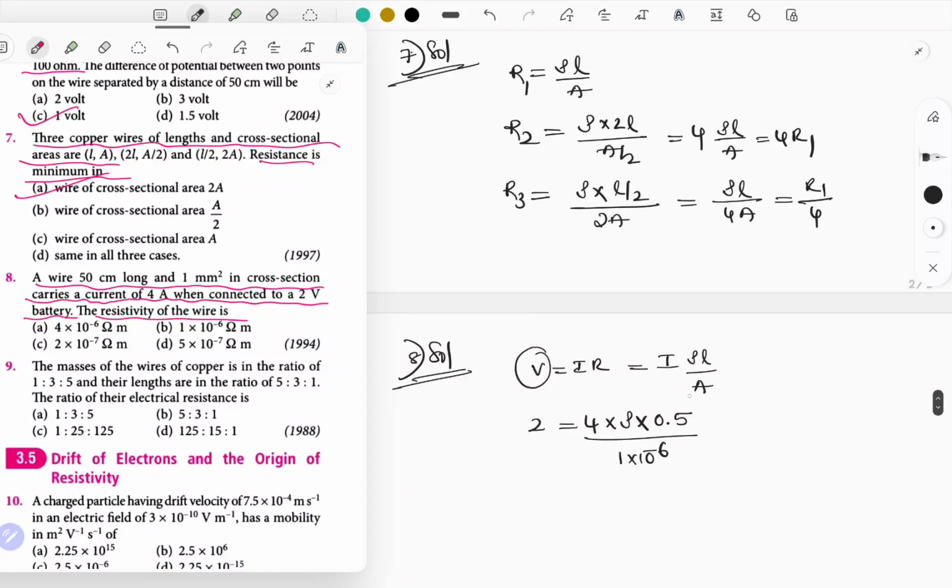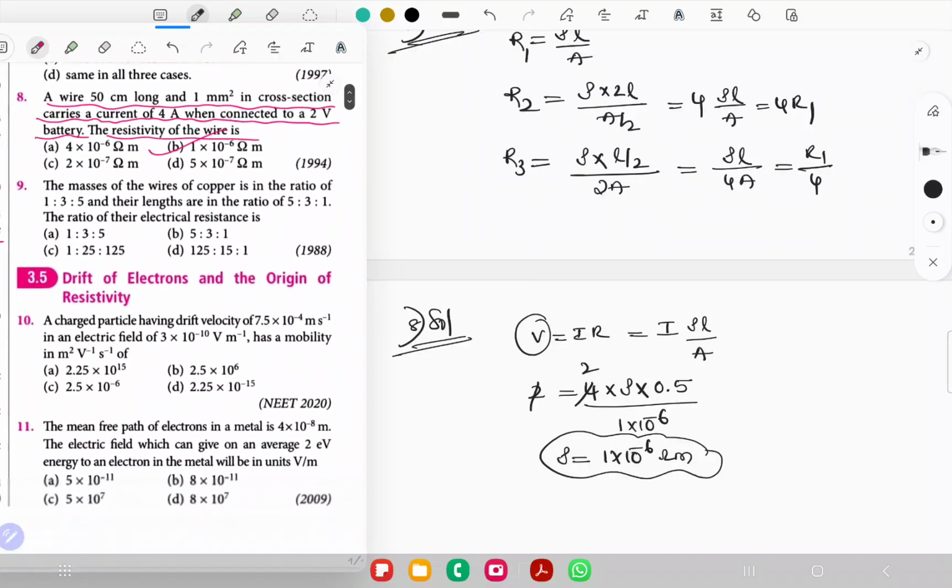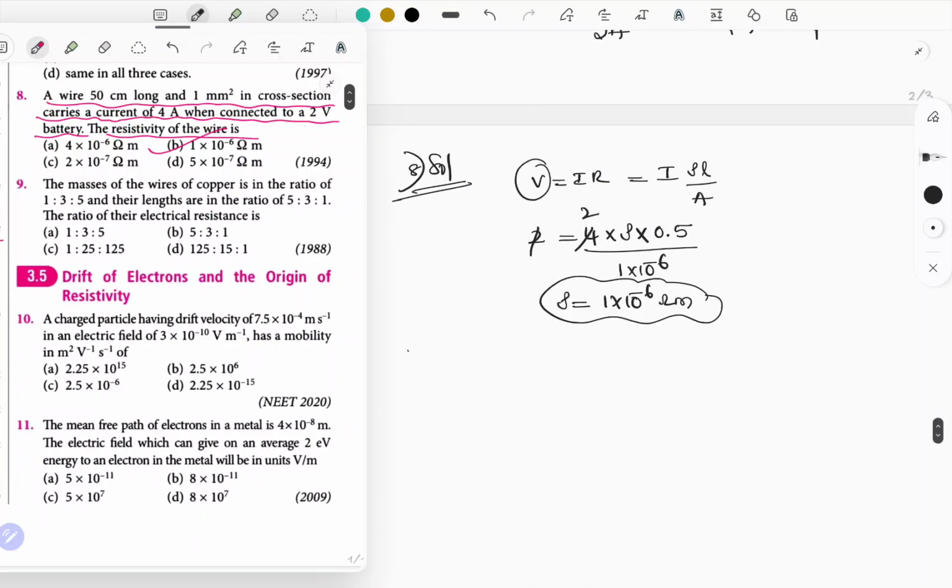And this can be replaced as 2 into 0.5, it is going to be 1. Then resistivity is equal to 1 into 10 power minus 6 ohm meter. So this is the answer. Which option matches here? Option B is the correct answer for question number 8. Okay, let's move on to the next question, number 9.